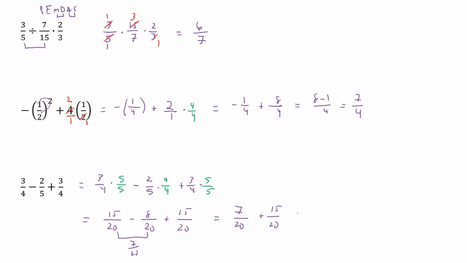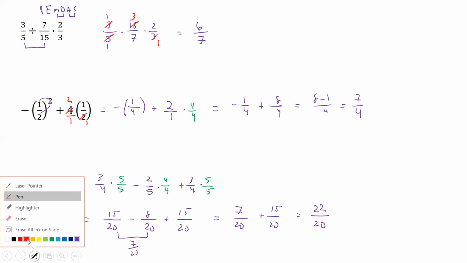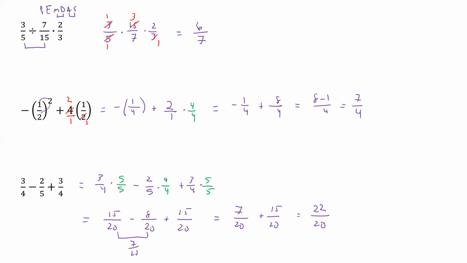Now we're going to add in this one, and so 15 plus 7 is going to give us 22 over 20. And there would be our final answer if we couldn't reduce it. But guess what? We can reduce. We can take 2 goes in here, and that would be 10 times. 2 will go in here 11 times. And so this actually then is 11 over 10 as our final answer.